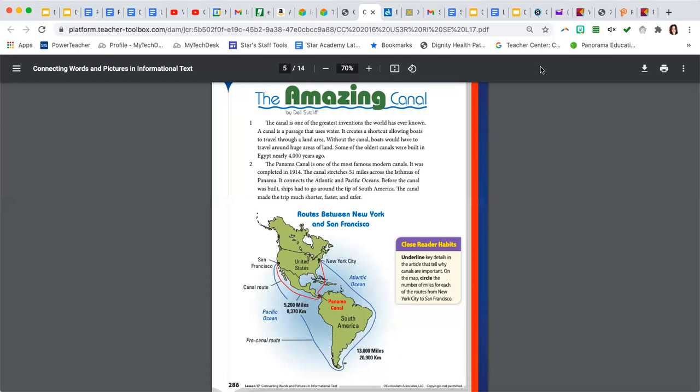So again, those questions are, where were some of the earliest canals built? When was the Panama Canal completed? And how was the old route different from the new route?